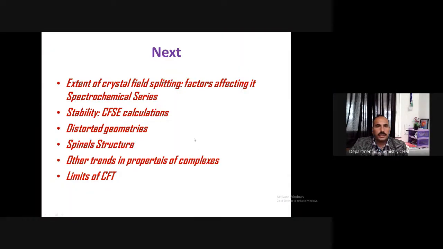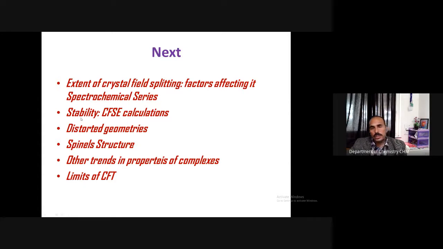also make it clear to you that now with this knowledge of d-orbital splitting, we are going to understand a little bit more in detail, and based on that we are going to explain the properties of transition metal complexes. So, for example, you will see the extent of crystal field splitting, why in some cases it is high, why in some cases it is low, the factors affecting the extent of crystal field splitting, right. You will also see the spectrochemical series in the same discussion.